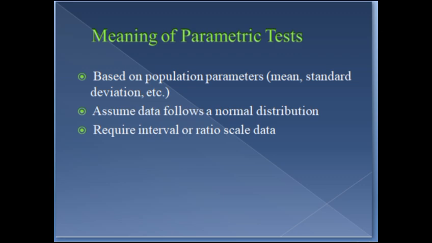Meaning of parametric test. Parametric tests rely on specific assumptions about the population, like mean, standard deviation, etc. It's assumed that data follows a normal distribution and it requires interval or ratio scale data. Interval means where a fixed interval is possible, like 10 to 20, 20 to 30, and in the ratio scale we can say the ratio between male and female, 2:4, and the income and expenditure.